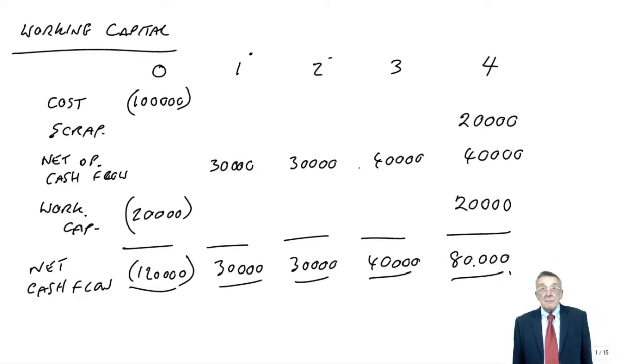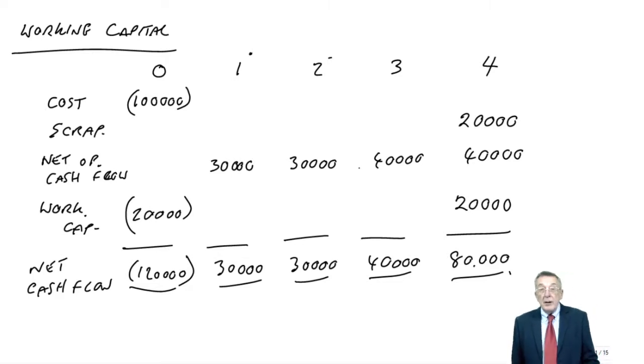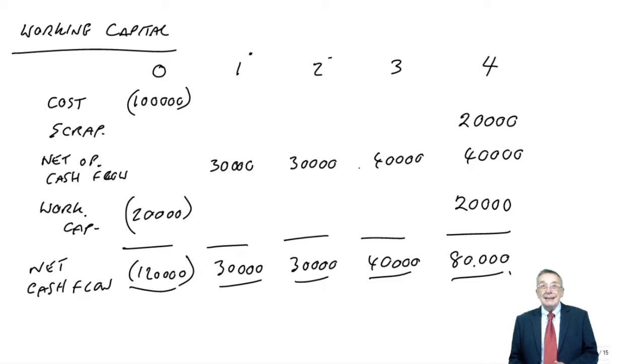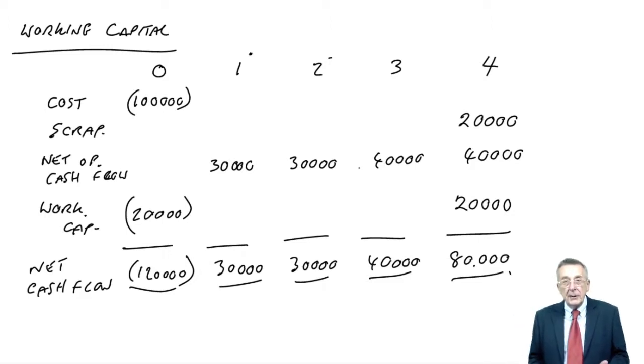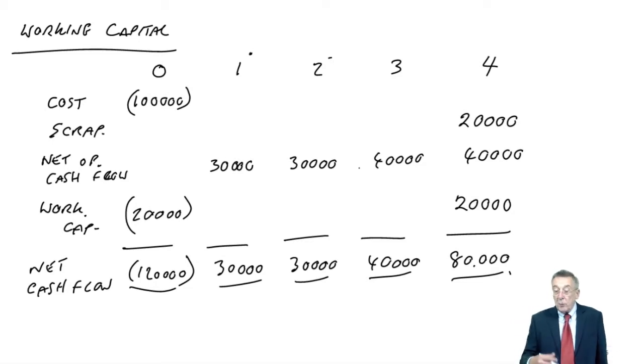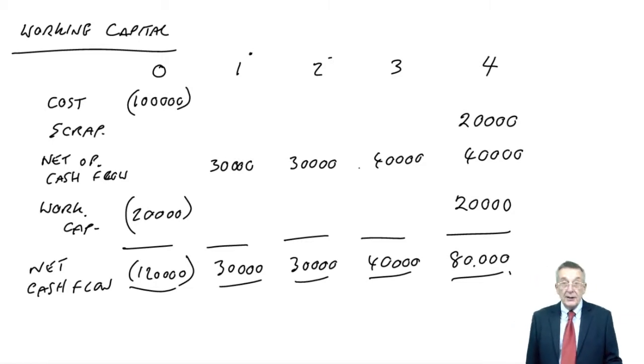And there we are. Now, in later exercises and in the exam, we would carry on and discount it if the cost of capital was 10%. We know how to discount from the previous chapter. We'll multiply by the discount factors for 1 year, 2 year, 3 year, 4 year, and work out the net present value. And we'll do that with the later ones, but not with this one. This one was just to illustrate how we deal with working capital when it's mentioned in the question. Okay?